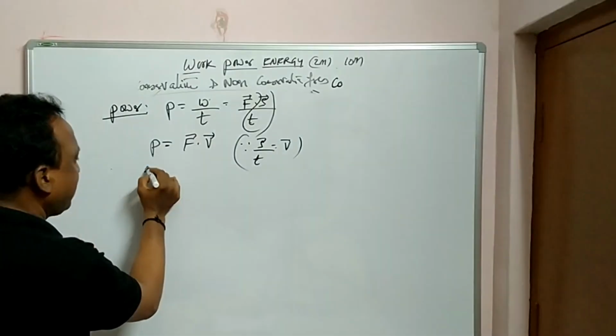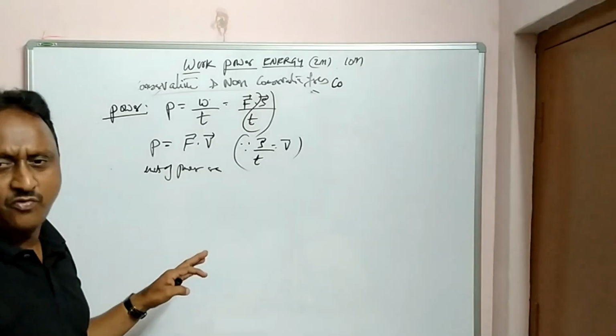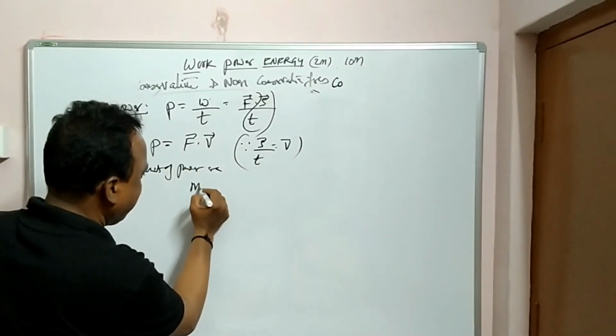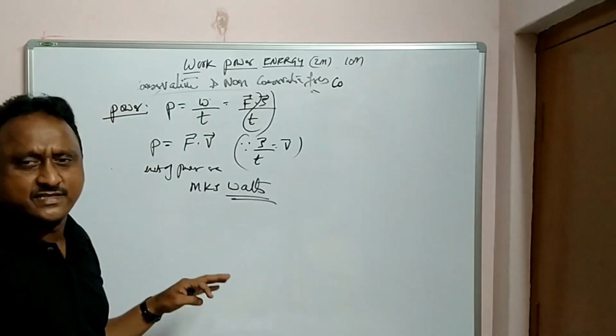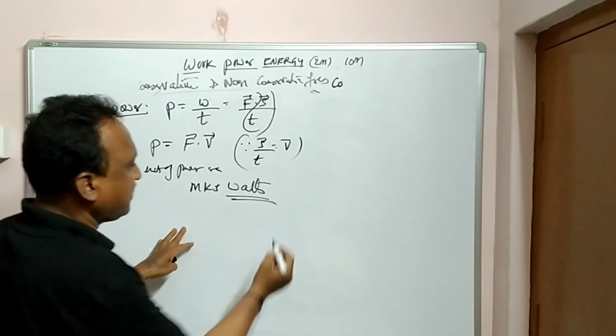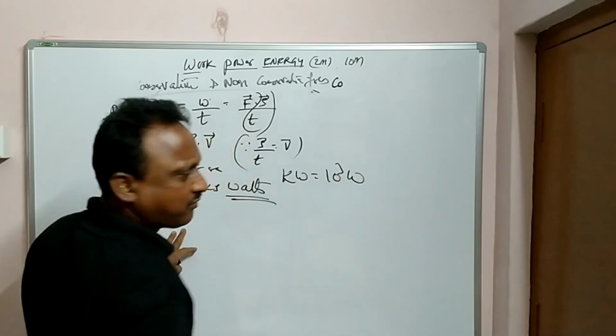And units. What are the units of power? The unit of power is named after the scientist James Watt. So the MKS unit is simply watts. It is named after scientist James Watt. Okay na? Sometimes it will be given in kilowatts. 1 kilowatt means 10 cube watts.